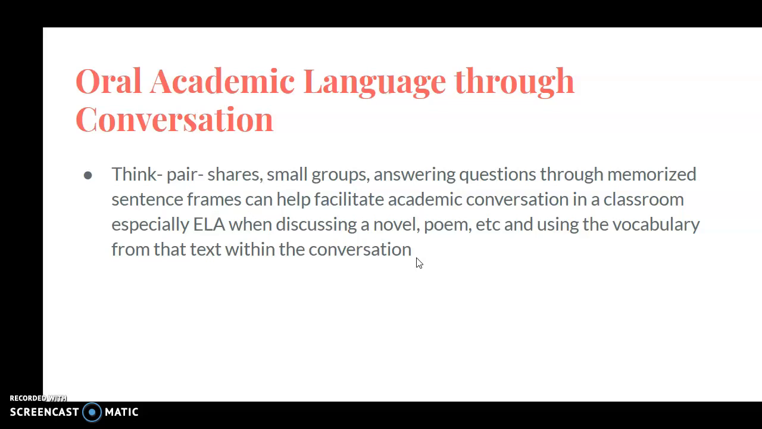And so going off of that, oral academic language through conversation is kind of looking at Zwiers and Crawford, and how they say that conversations help build critical thinking skills, and that's something that we really want our students to be able to do overall, especially within an academic setting. So I think that using oral academic language in a conversation is a very useful skill and practice for students to have.